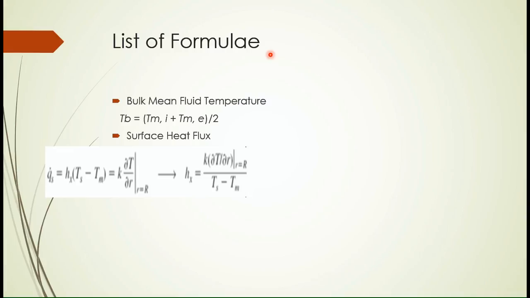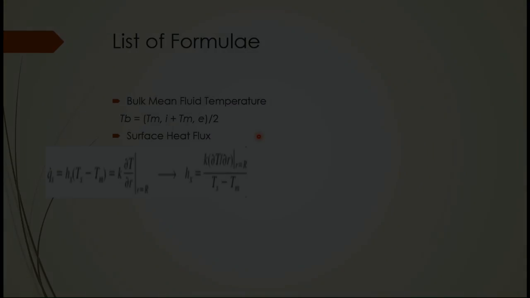These are the formulas. This is the list of formulas used in this part. For the bulk mean fluid temperature, the temperature of the bulk equals the mean inlet temperature plus the mean outlet temperature, divided by 2. And the surface heat flux is equal to the heat transfer coefficient times the surface temperature minus the mean temperature. The surface heat flux is usually higher in the entrance region of the tube, and the effect of the entrance region is always to increase the average friction factor and heat transfer coefficient for the entire tube.